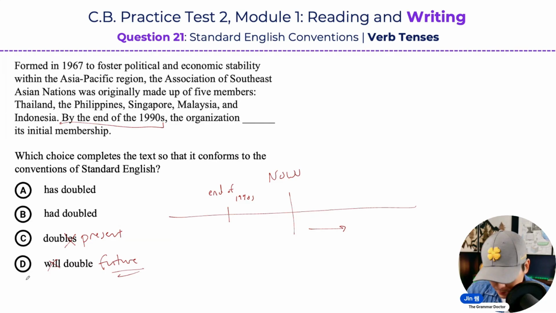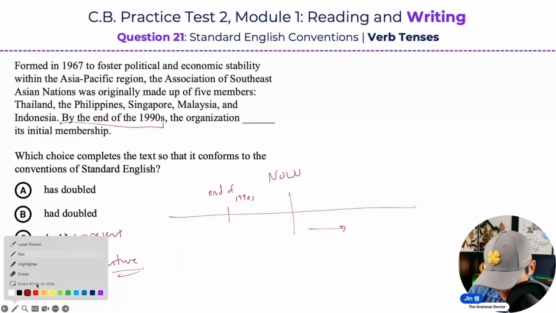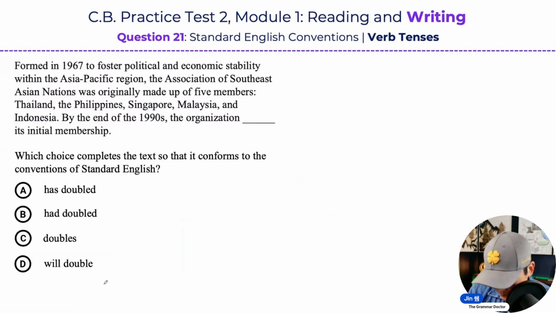Now, the hardest part is between answer choice A and B. This is where a lot of students don't know the difference of how to use "has doubled" versus "had doubled." The first thing you want to know is that answer choice A here is called the present perfect tense. Answer choice B is called the past perfect tense. You do want to know how these verb tenses are used on the SAT.